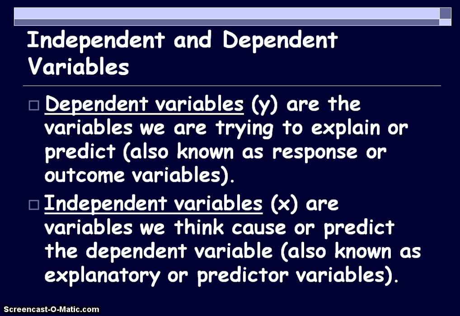Independent and dependent variable. Remember, a dependent variable is a thing that you're trying to predict or explain. And the independent variable is the thing or the variable that is affecting that dependent variable.